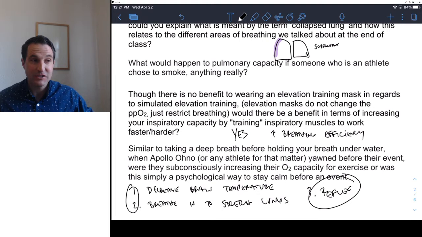So, subconscious, absolutely. Are you going to increase your oxygen capacity during exercise? Probably not. There are just some small physiological reasons that this might be taking place.